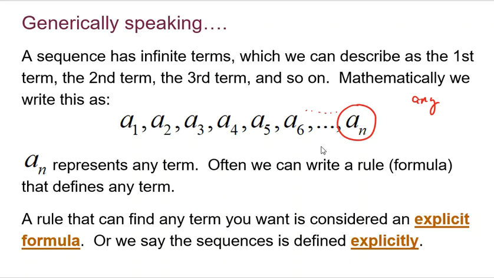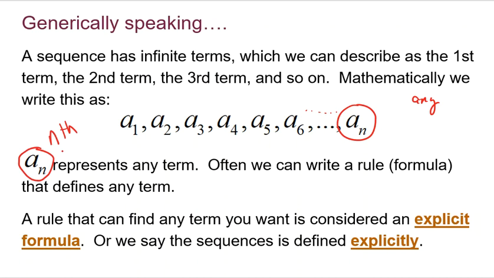And in most problems, what we want to do is write a formula or a rule that describes any term we want. And if we see the pattern long enough and we truly understand the pattern that's going on, sometimes it's fairly easy to write that formula or that rule that represents any term. So again, when we're talking about any term, we call that the nth term. It's how can you find any term you want?